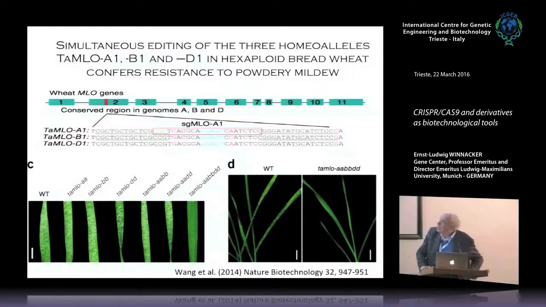So, and this is the same thing here. The wild type, which is affected, and the mutant one, which survives, and that is in fact already grown on land of the Chinese Academy of Science in China, and that creates, by the way, an interesting problem.